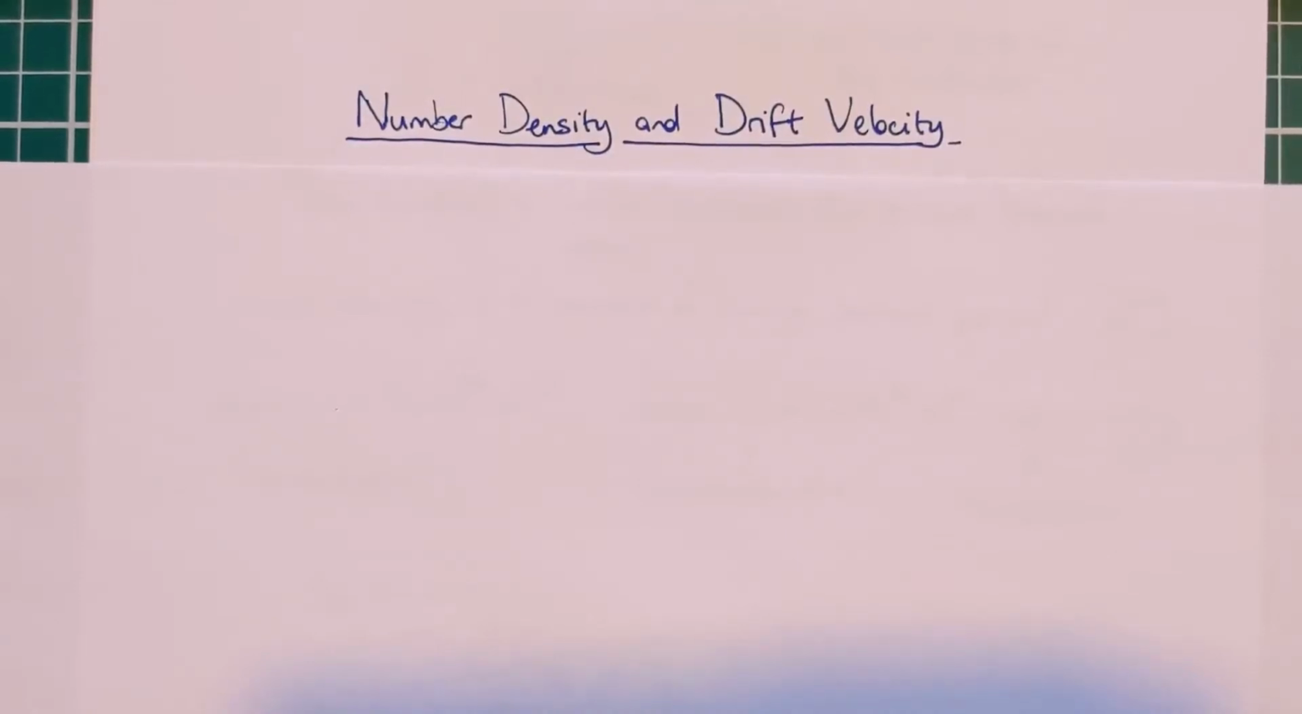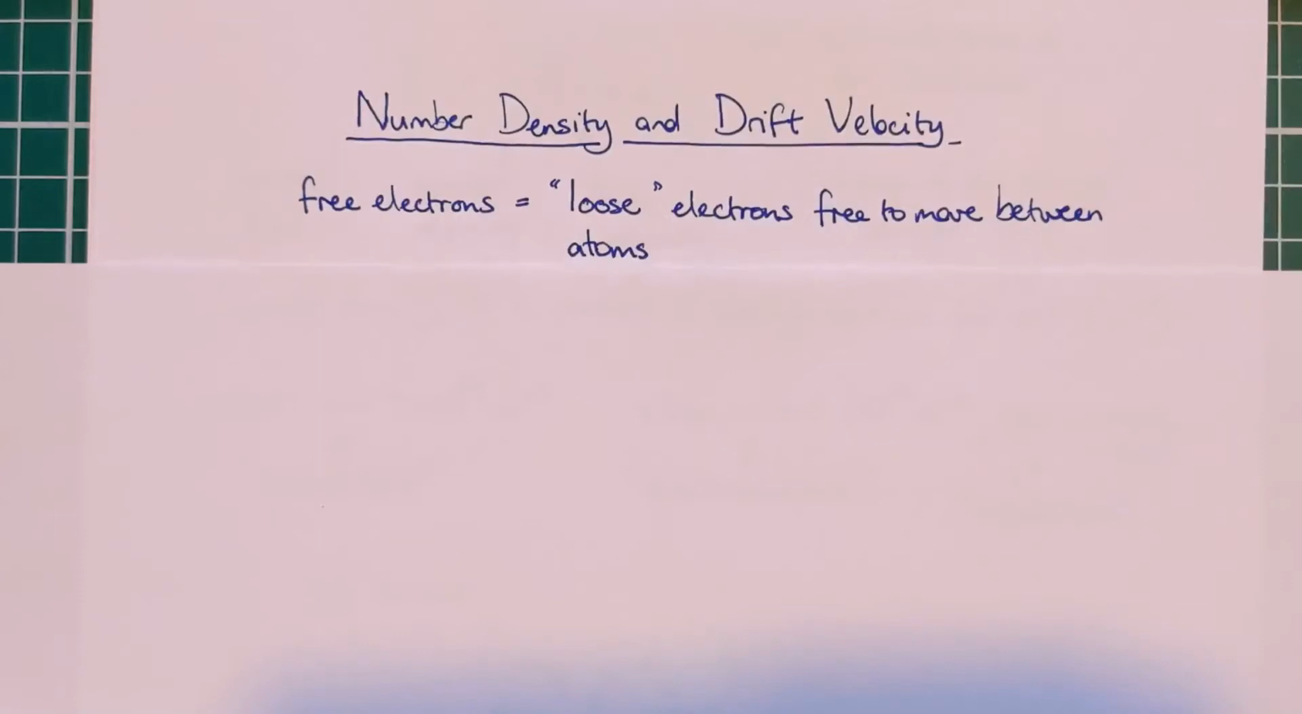Next up is number density and drift velocity. In a metal, the atoms have some electrons that are fixed to the atom and some that are called free electrons that can move around. The metal atoms sort of share their free electrons between them, and it's because of the free electrons that metals can conduct a current easily. Other materials don't have as many free electrons or other free charged particles, so they can't conduct current as easily.